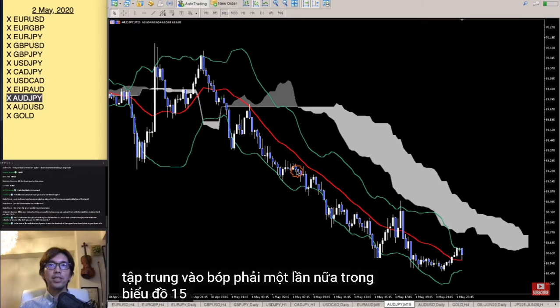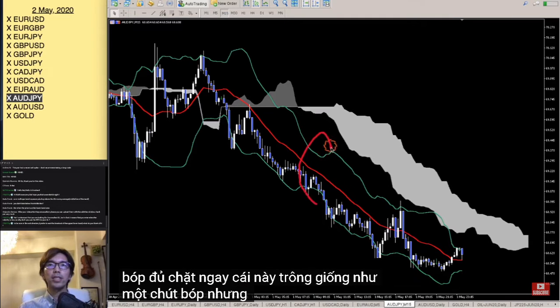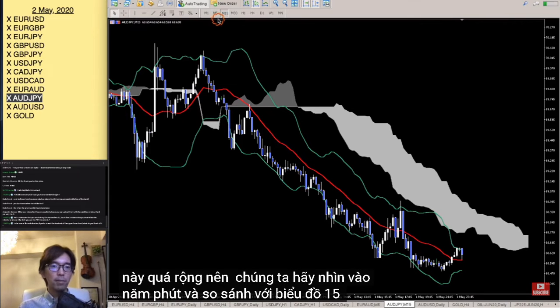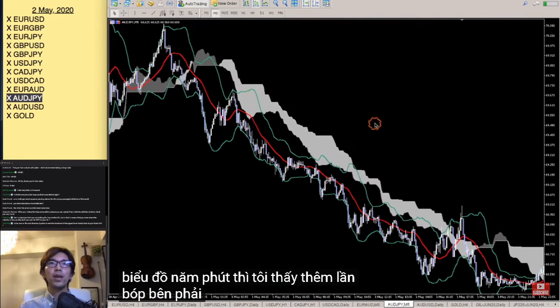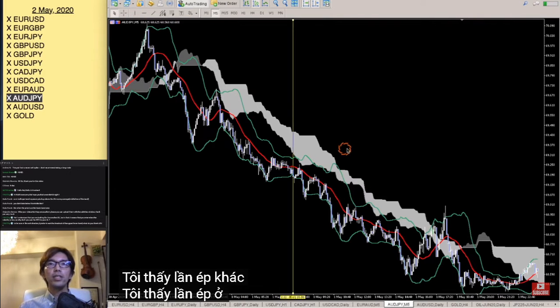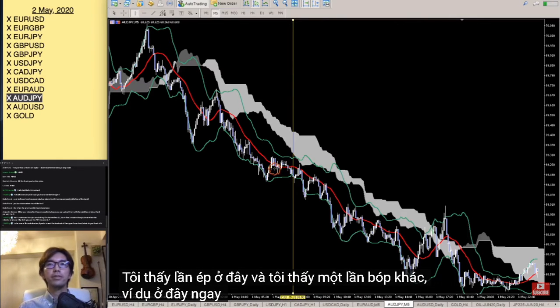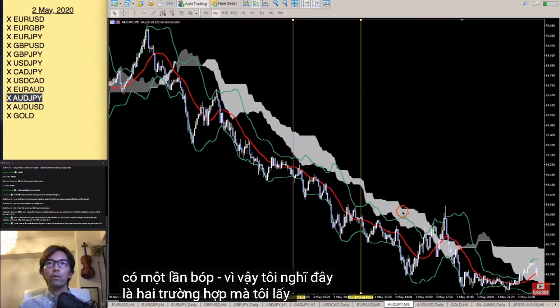So again, in 15-minute chart, I don't see enough squeeze, right? This one looks like a little bit of squeeze, but to me, this is still wide. So let's take a look at the 5 and compare with the 15-minute chart, right? When I look at the 5-minute chart, then I see more squeeze. I see the squeeze here, and I see another squeeze, for example, here. Right here too. There was a squeeze too. So I think these are the two cases where I take a sell.